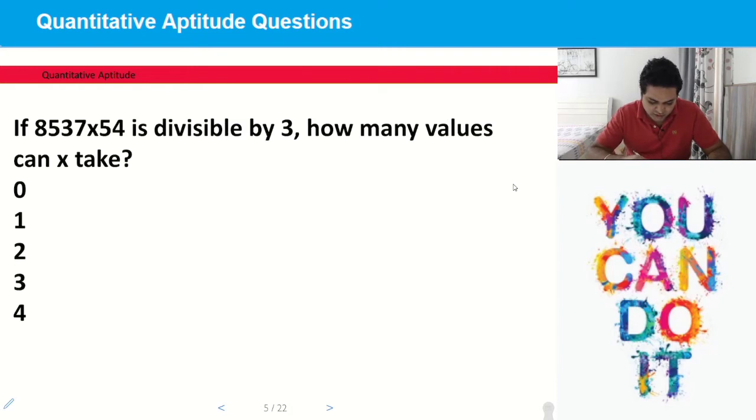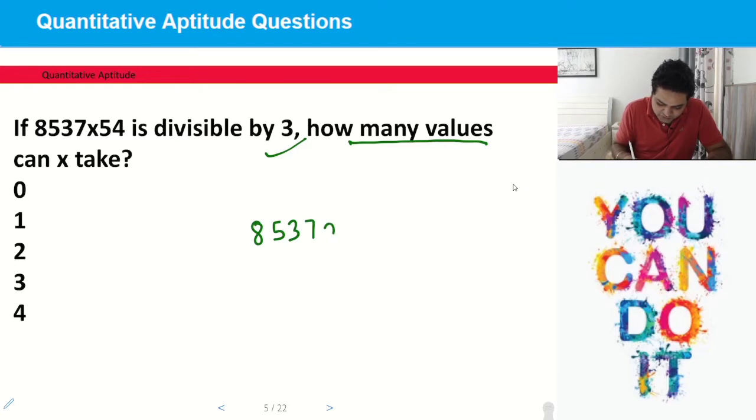Next question is, if 8537x54 is divisible by 3, how many values can x take? Now please make sure that you are reading question properly. It is asking for how many values, right? Divisible by 3, so we'll apply divisibility rule of 3. 8537x54, 5 plus 4 is 9, ignore it. 7 plus 3 is 10, take a single digit value which is 1. 1 plus 5 is 6, 6 plus 8 is 14, take a single digit value, that is 5.